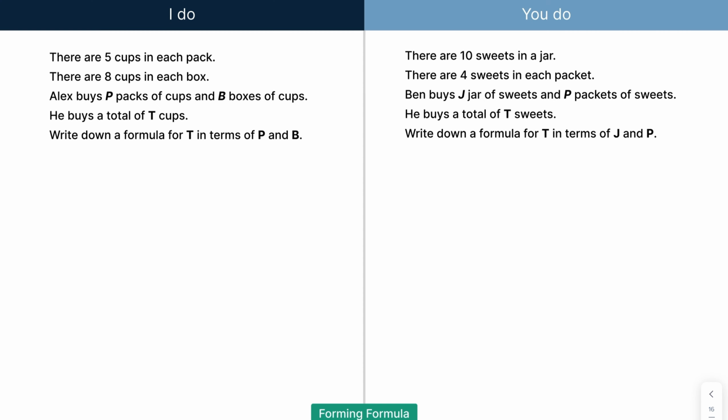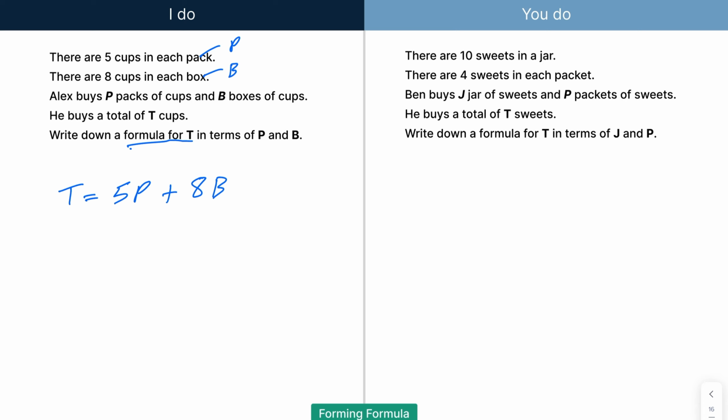And moving on, forming formulae. This is the exact same as what we did earlier, but this time they want us to write down a formula for T. Now, to write a formula for T, remember, a formula has an equal sign. So we have T, which is the total, is equal to 5P for packs, plus 8B for boxes. Well, not 5 times P and then 8 times B, but 5P plus 8B. So that is what the formula would look like for the total number of cups.